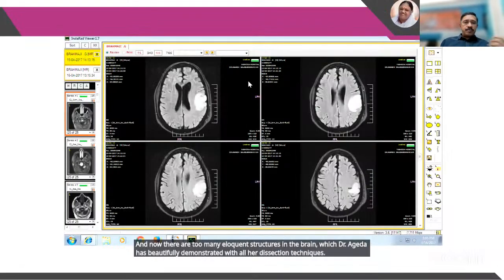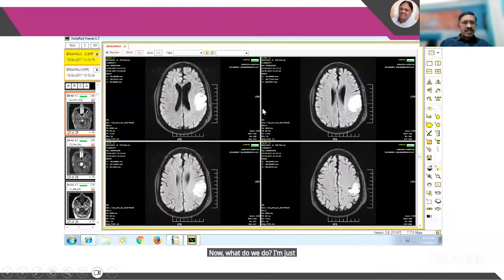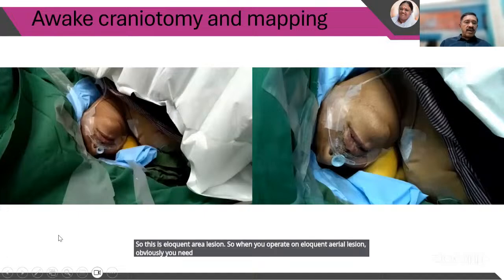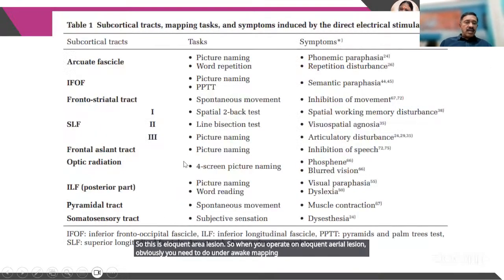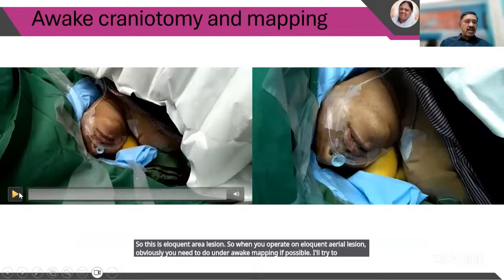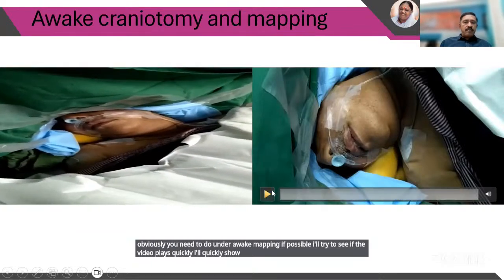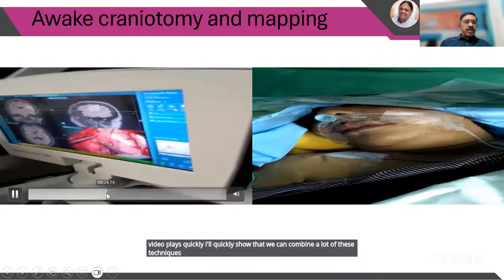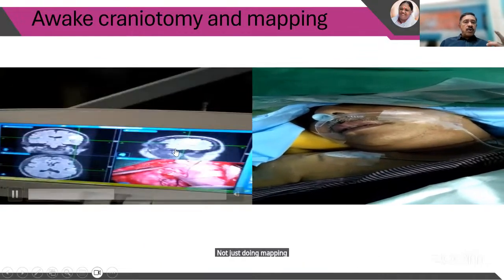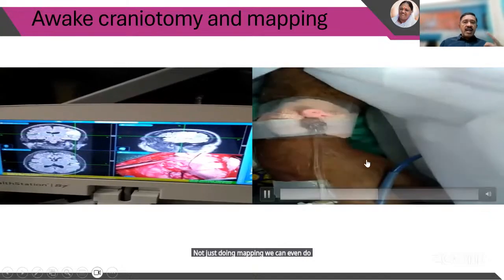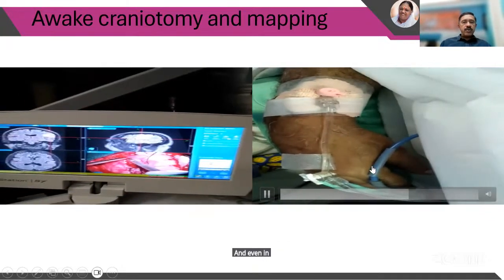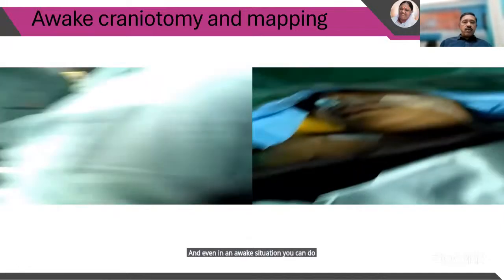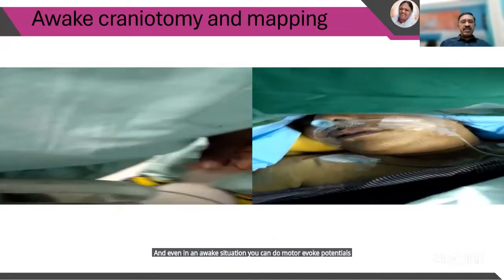Now, what do we do? I'm just going to show you some examples. So this is an eloquent area lesion. When you operate on an eloquent area lesion, obviously you need to do it under awake mapping if possible. I'll try to see if the video plays quickly. I'll quickly show that we can combine a lot of these techniques, not just doing mapping, with navigation control, and even in an awake situation, you can do motor evoked potentials or stimulation with lower current.